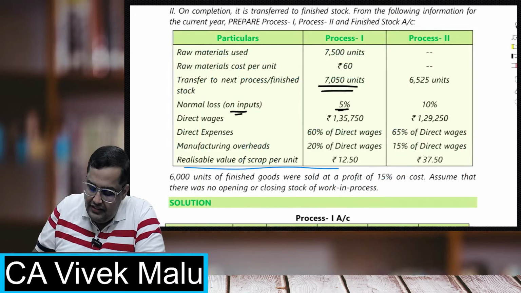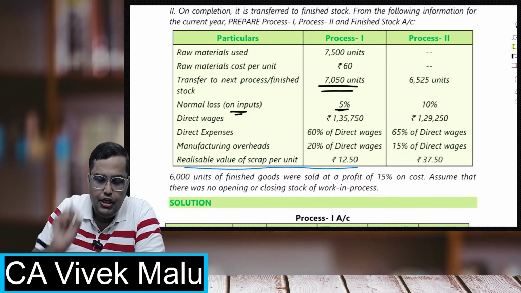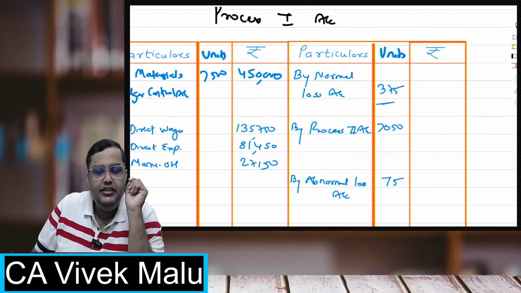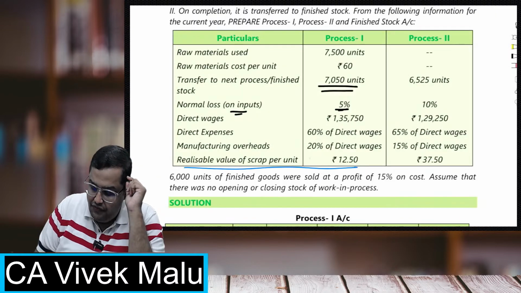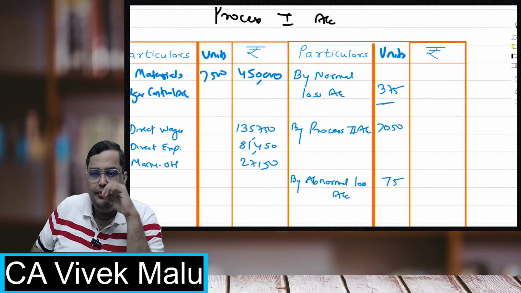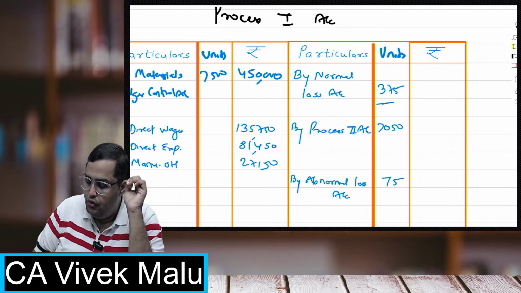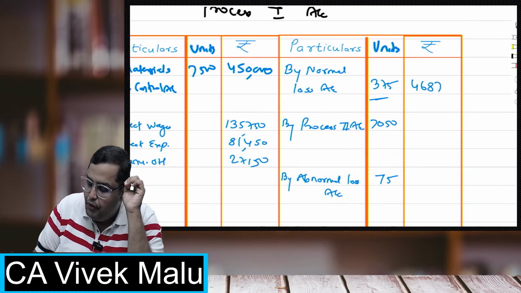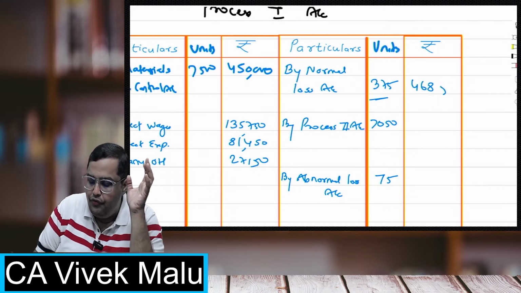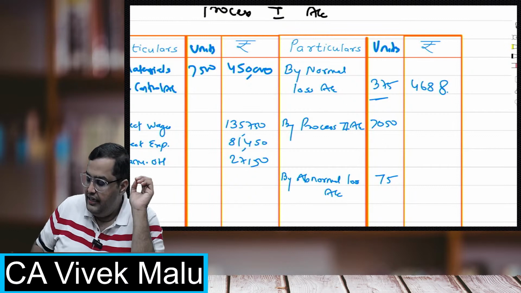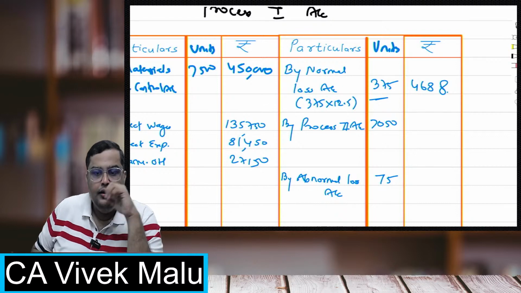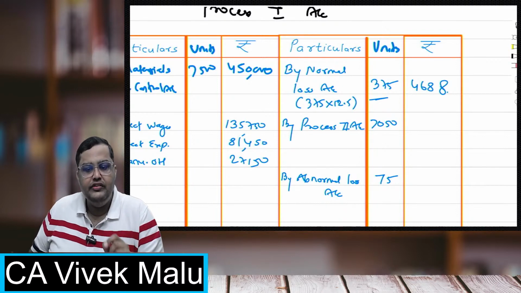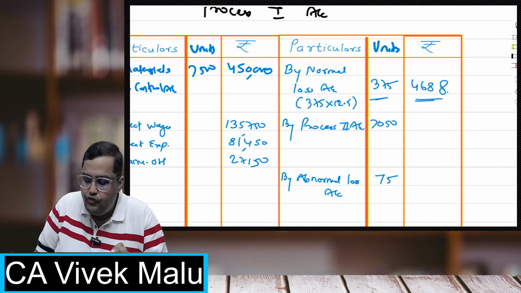So see, the realizable value of scrap is 12 rupee 50 paisa per unit. I'm having 375 units. So 375 into 12 rupees 50 paisa. The answer is coming 4687.5. Otherwise I'll round it off, 4688 I'll do. So understand how I have calculated 375 into 12.5. Understood this? Normal losses are always measured at their scrap values, always measured at their net realizable values. So that is 4688.